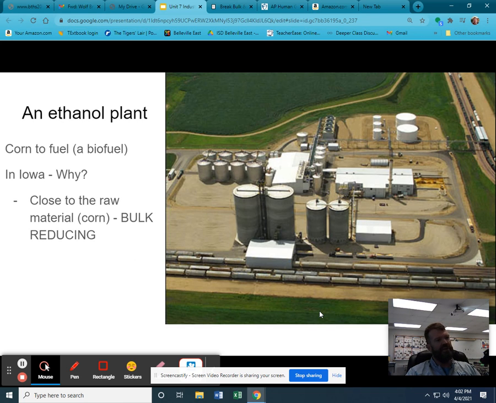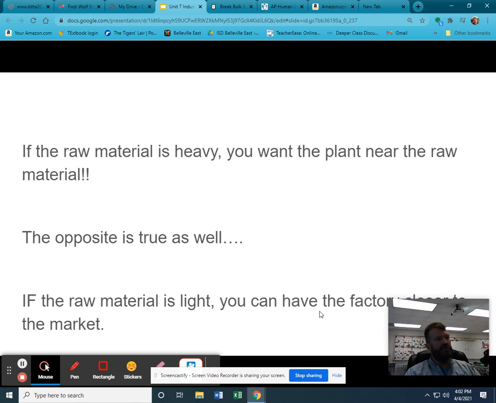All right, so an ethanol plant is a great example. Okay, it's in Iowa, so it's close to the raw material, right? Because the raw material is heavier than the finished product. Okay, it's actually a bulk reducing product. Ethanol is. The biofuel is not that heavy. And so the cost of transportation, you can see all those rail cars right there to ship that stuff. The cost of transportation isn't that bad. So you have the plant closer to the raw material because the corn itself is heavier than the ethanol. So if the raw material is heavy, you want the plant near the raw material.